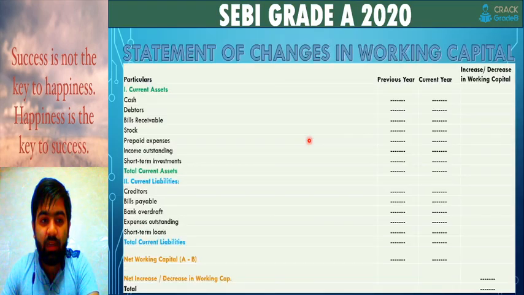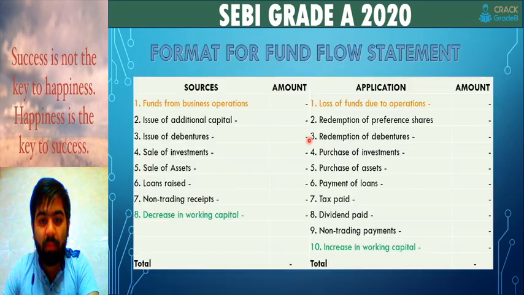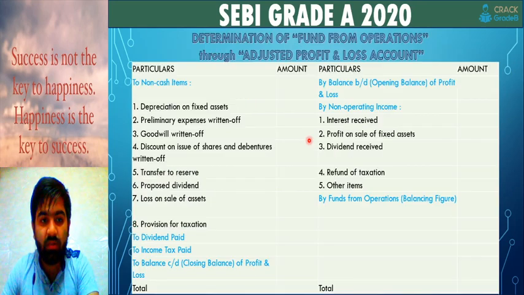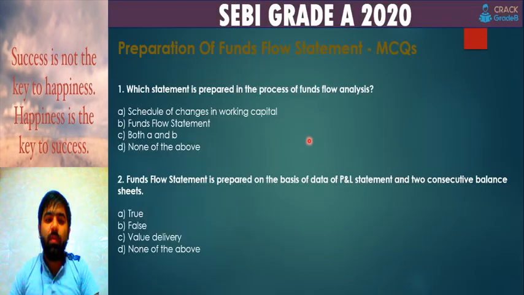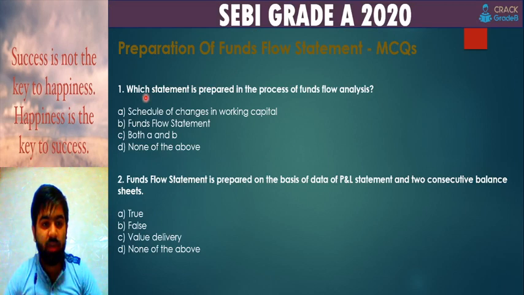So we need to know the format of these three formats. Okay, so moving over to the MCQs which we have. On the screen: which statement is prepared in the process of fund flow analysis? Schedule of changes in working capital, or fund flow statement? So you know we prepare both of these, changes in working capital also, fund flow statement also, so both, A and B.